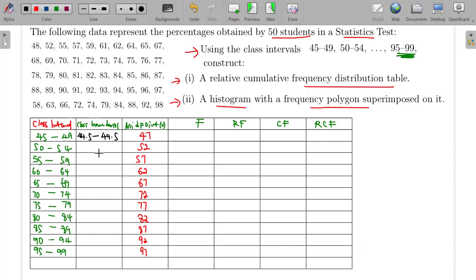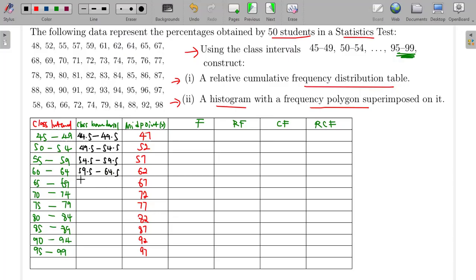So the whole purpose of finding the class boundaries is because this data is continuous, and I know that the histogram should show a continuous data set. Okay, from the 50, I subtract 0.5, I get 49.5, all the way to 54.5. And you continue just like that. So this one is going to be 54.5 all the way to 59.5. Okay, 59.5 all the way to 64.5, just like that.